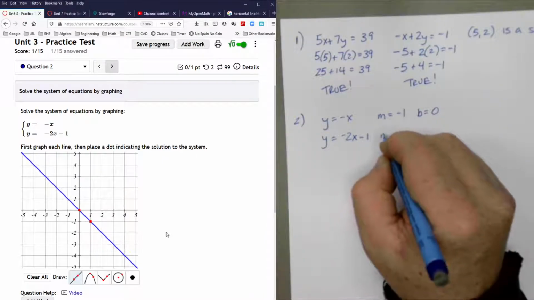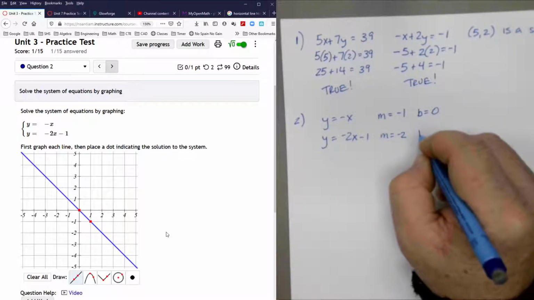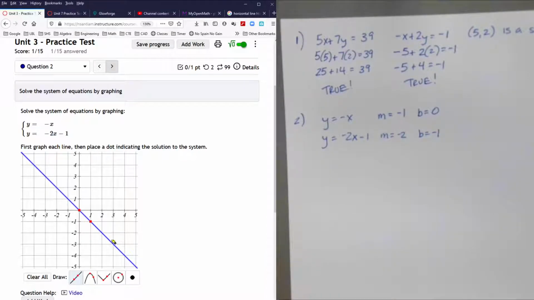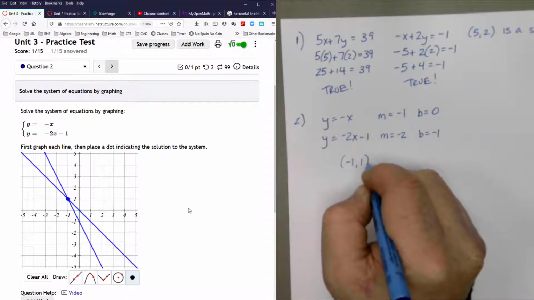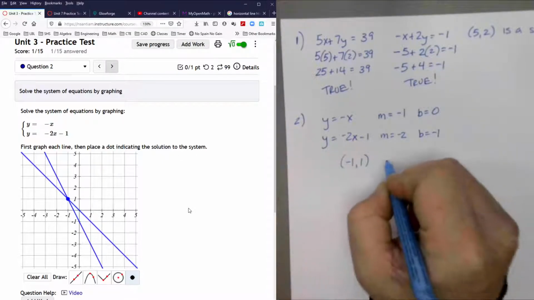The second line has a slope of negative 2 and has a y-intercept of negative 1. So my second line crosses the y-axis at negative 1 and has a slope of negative 2. So it's going to go down 2 and over 1. Okay, slope of negative 2, slope of negative 1, and then I need to show where that crosses. So my solution to this system of equations would be (negative 1, 1). Okay, so my solution here is going to be (negative 1, 1).